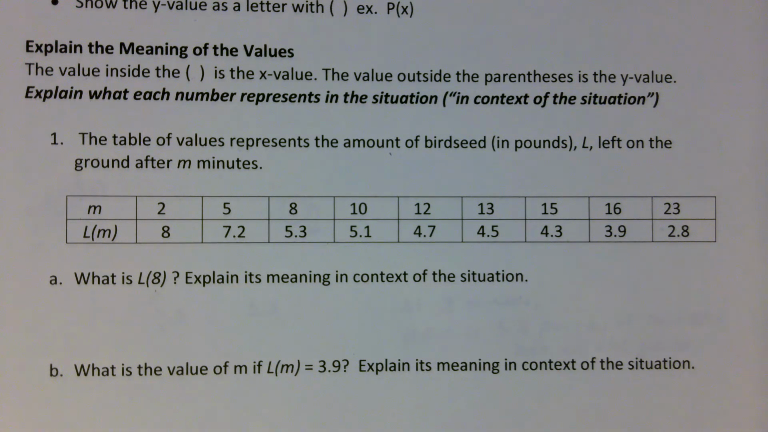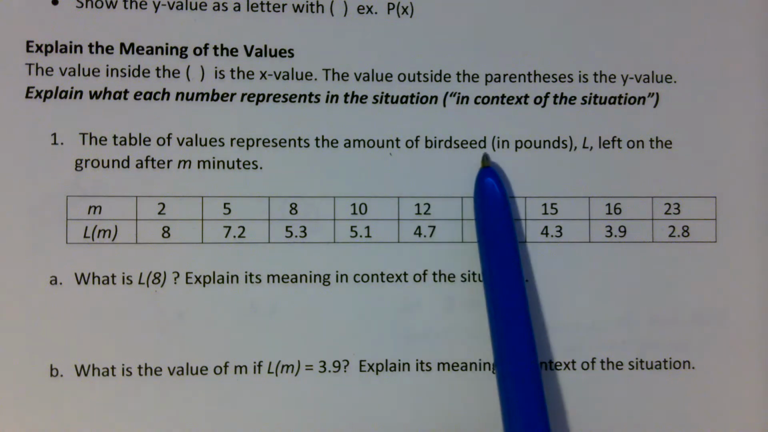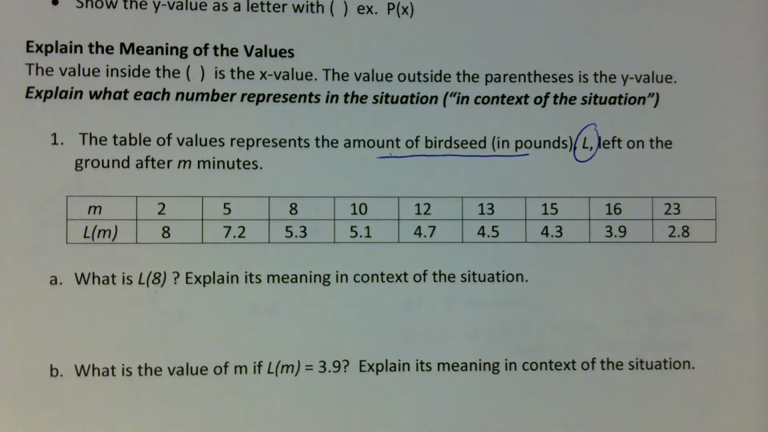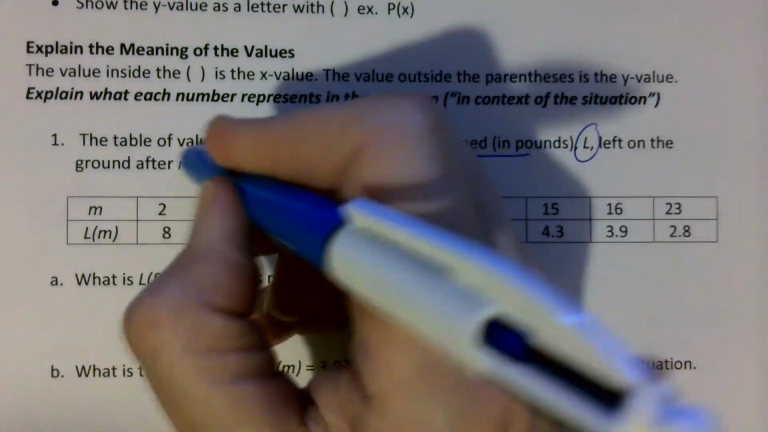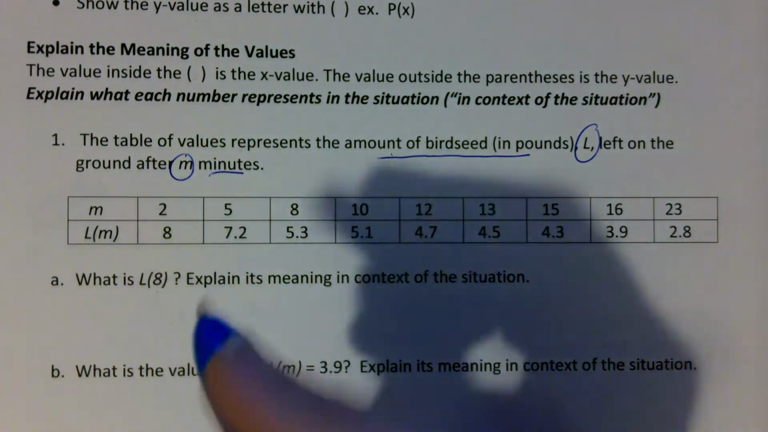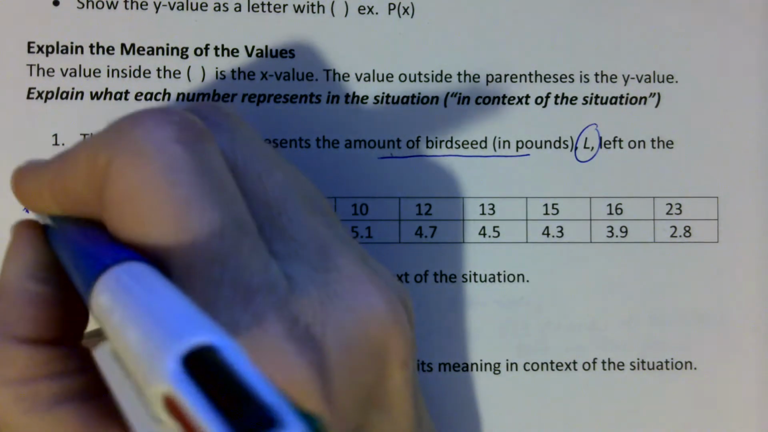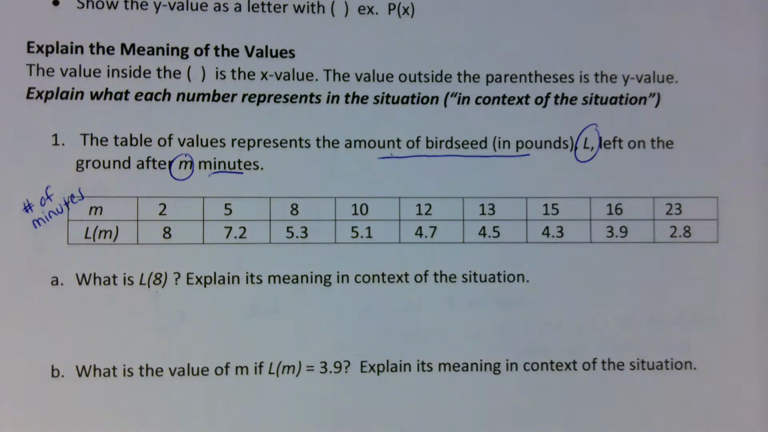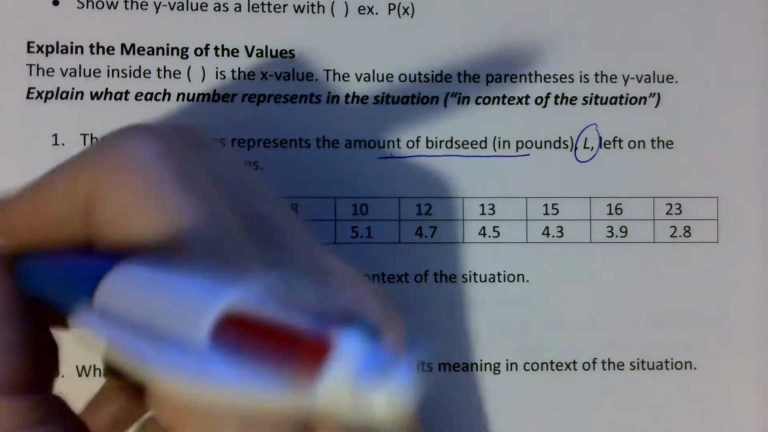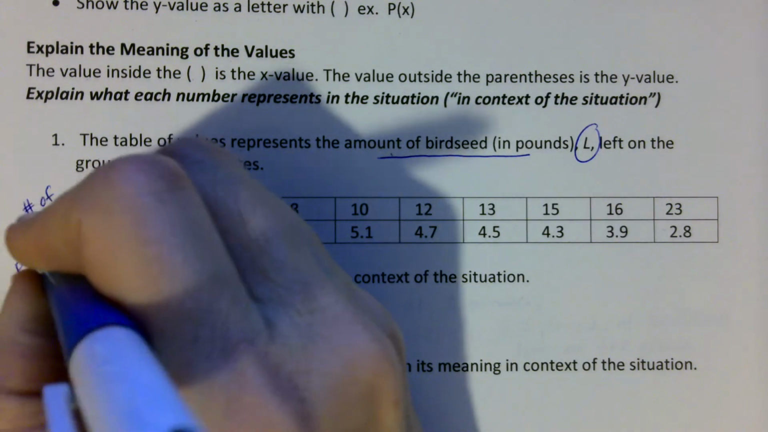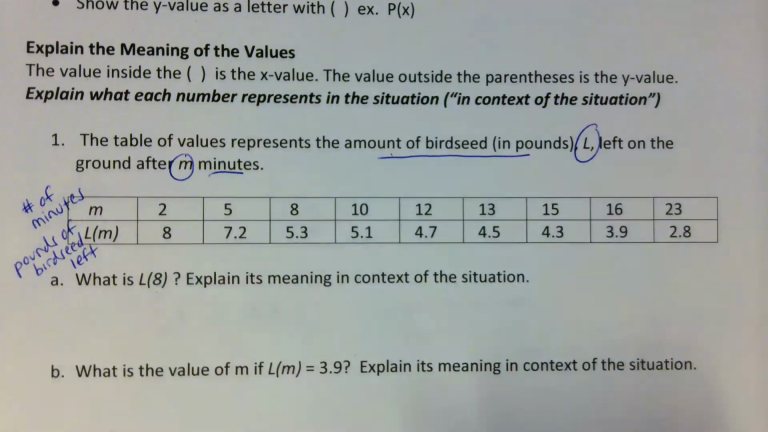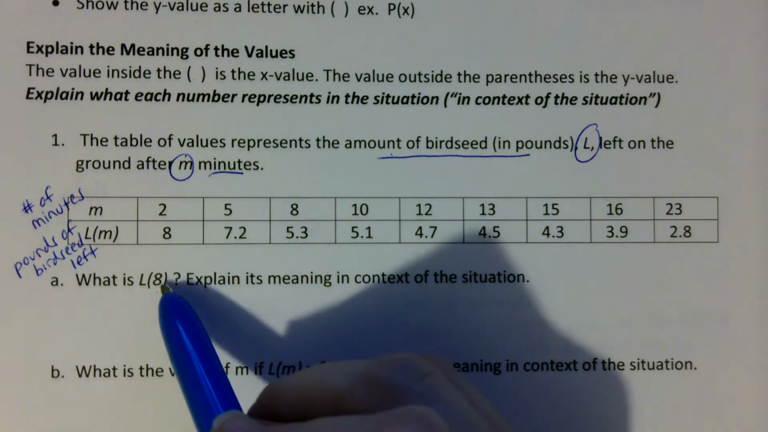In our first example, the table of values represents the amount of birdseed in pounds, L, that's amount of birdseed in pounds, left on the ground after M minutes. So when I look at my table, M means the number of minutes. Sometimes it's easier just to write that next to it so I don't have to keep on rereading the practice problem. L of M is the pounds of birdseed left on the ground. So what is L of 8?